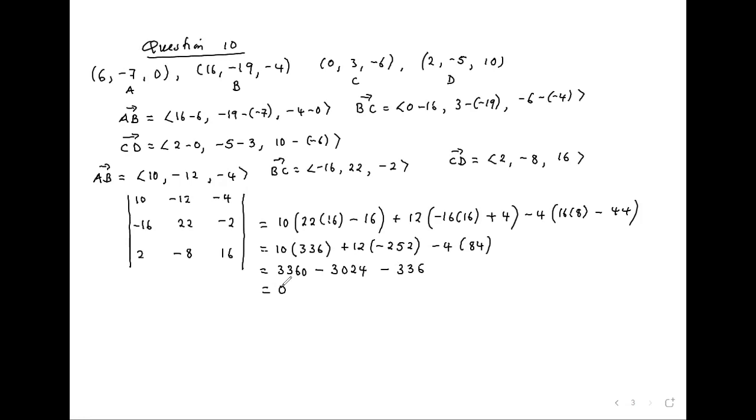When you get 0, then you conclude that hence the points lie on the same plane. If you find that this determinant does not give you a 0, then you say they do not lie on the same plane.